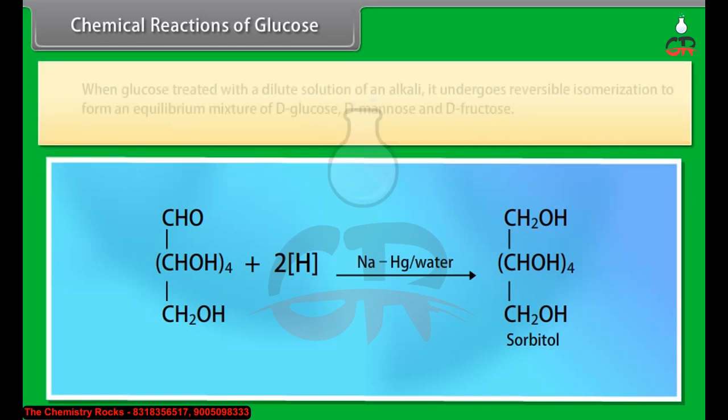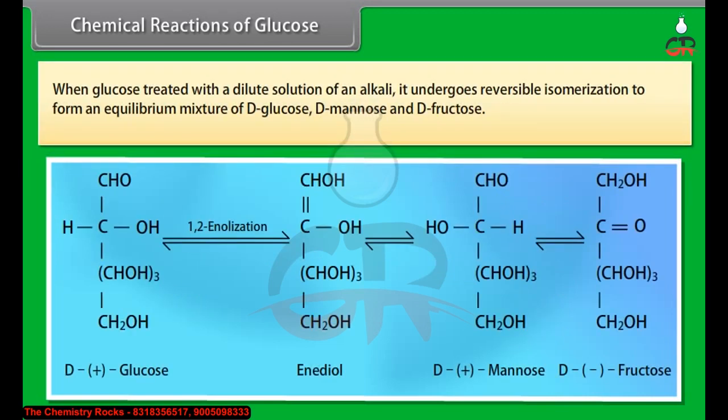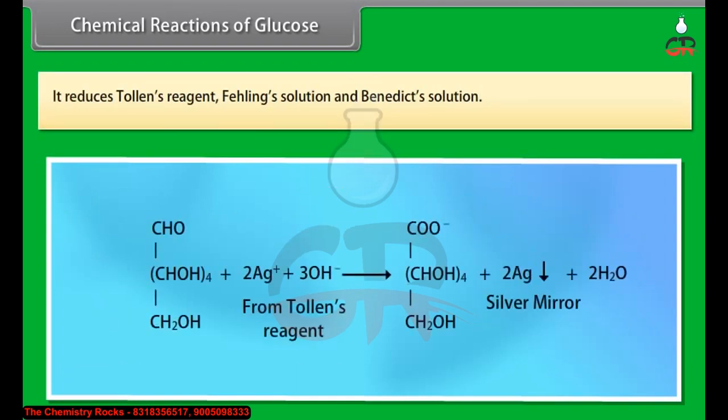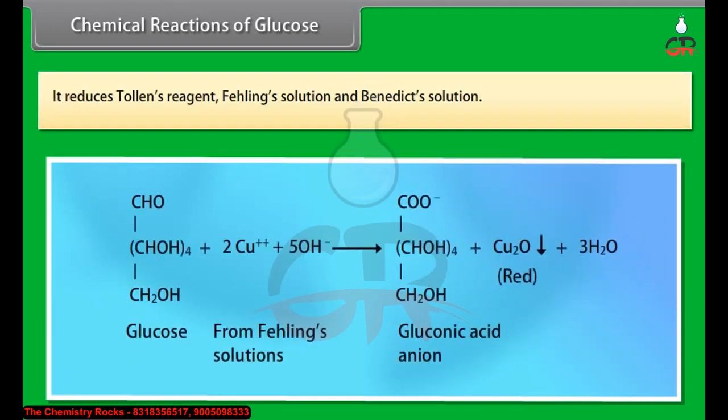When glucose is treated with a dilute solution of an alkali, it undergoes reversible isomerization to form an equilibrium mixture of D-glucose, D-mannose, and D-fructose. It reduces Tollens reagent, Fehling's solution, and Benedict's solution.